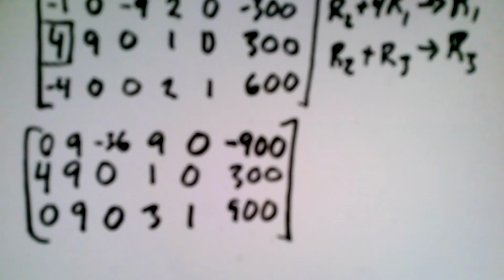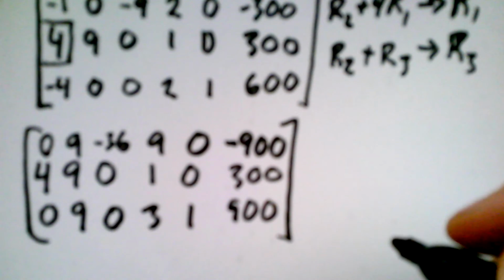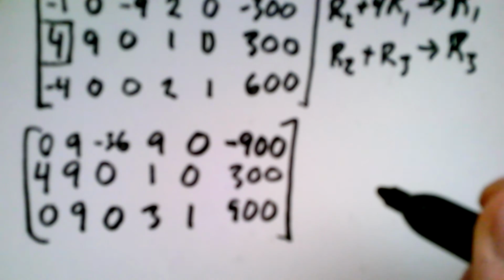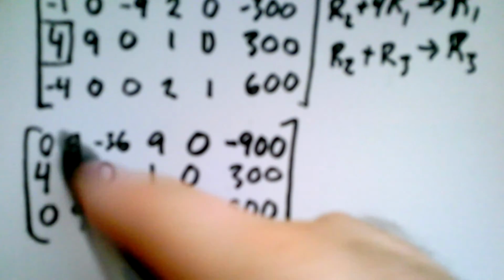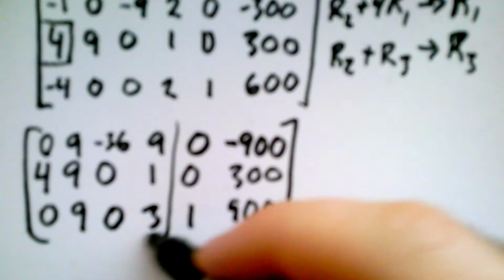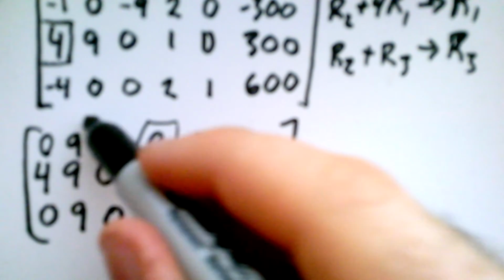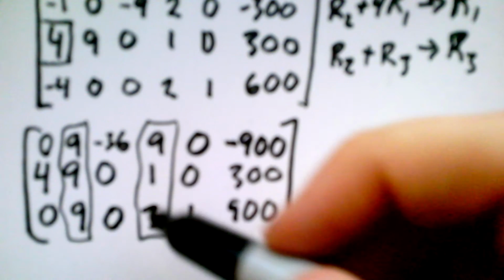So, we no longer have positive indicators, which means that we are done with our simplex maneuvers, and we now have to figure out how to read the answer from this. So, what happens is every column that has more than one non-zero entry, so this column and this column, those variables end up being 0.